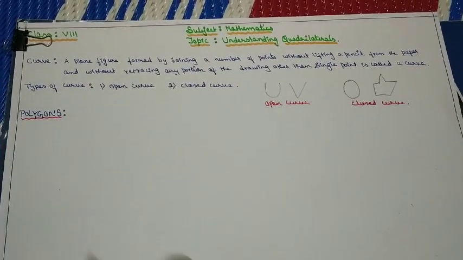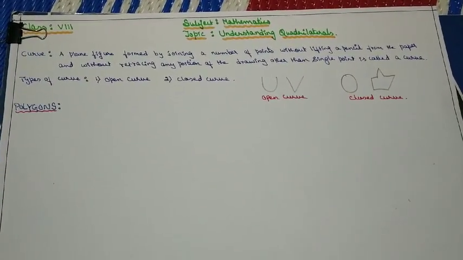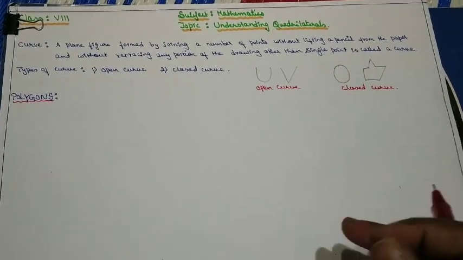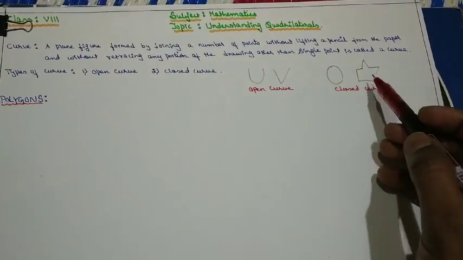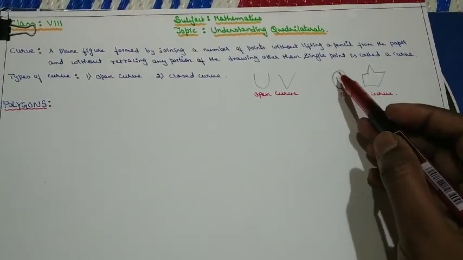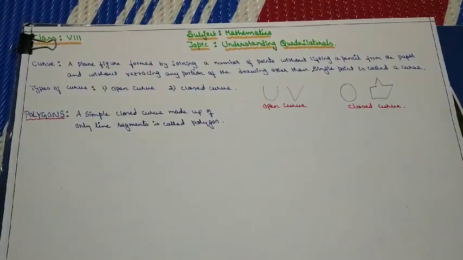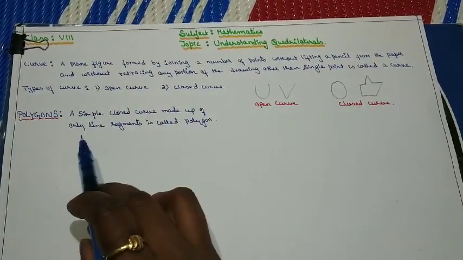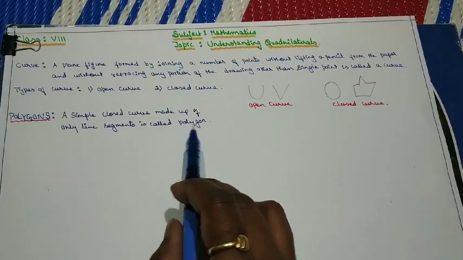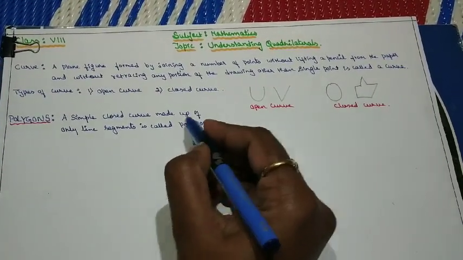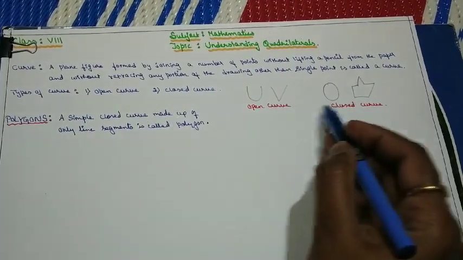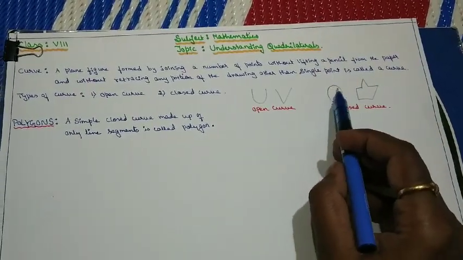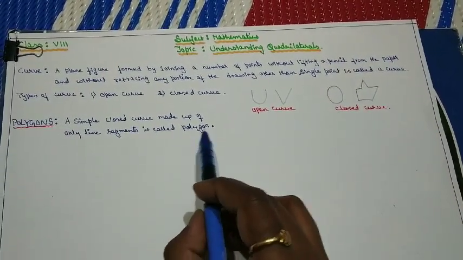The next topic is polygons. A simple closed curve made up of any number of line segments is called a polygon. Polygon is nothing but a closed figure which is made up of line segments, not a continuous curve. This is very important, children. Polygon is a closed curve, not an open curve. It is a closed curve made up of only the line segments, not the arcs.